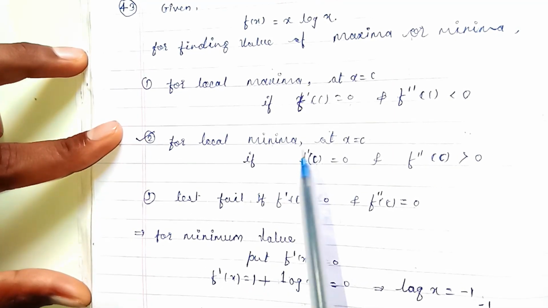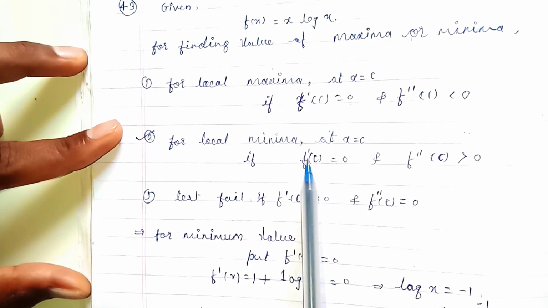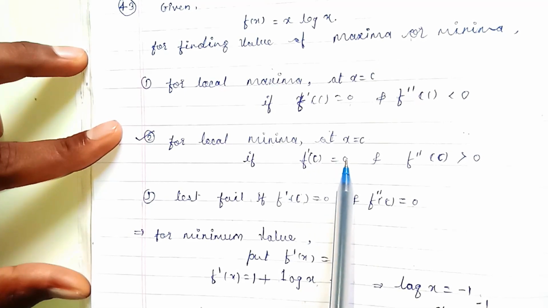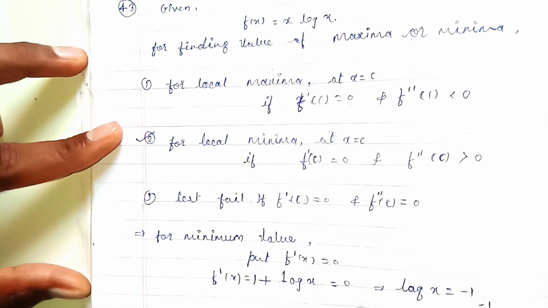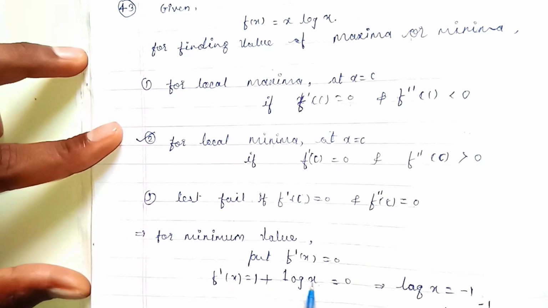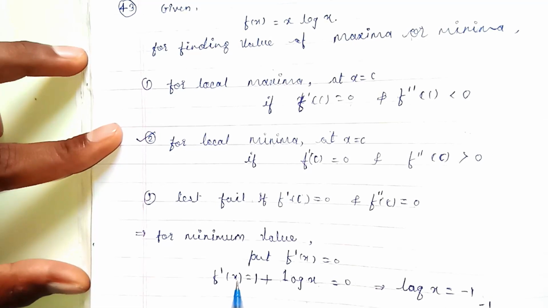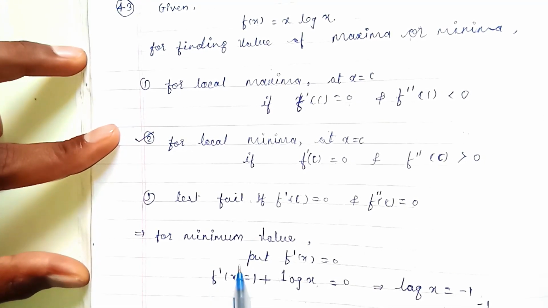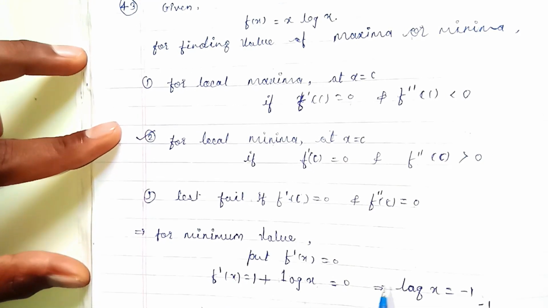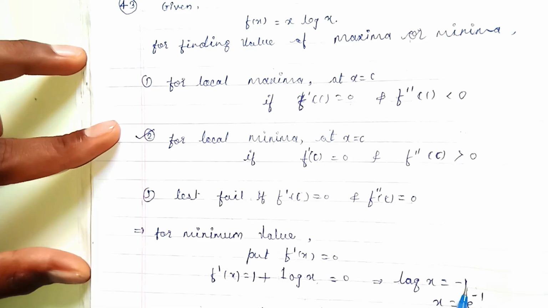Now our second condition says that we have to use f dash of x equal to 0 for some particular constant point. So put f dash of x equal to 0, that means 1 plus log x is 0. Why do we have to do this? Because we don't know the value of x. So to find this value of x, we put f dash of x equal to 0 and find out the value of x. If this is equal to 0, that means log of x is equal to negative 1.